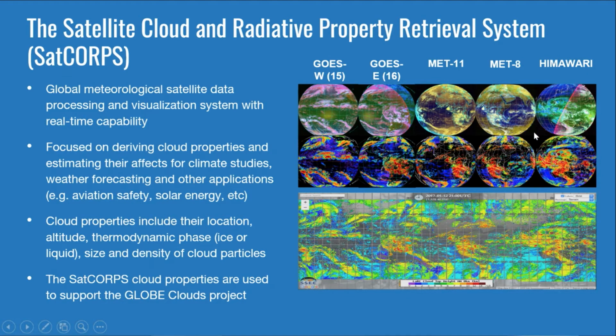The figure we're looking at is measuring cloud top height, which is one of the cloud properties. This bottom panoramic image is using all 5 of these geostationary satellites in order to produce this imagery of cloud top height. But along with cloud top height, there are other variables that are derived from SatCORE, and that includes thermodynamic phase, location, and size and density of the cloud particles. This is important because the Globe Clouds team uses these cloud properties in order to assist their observations for citizens.